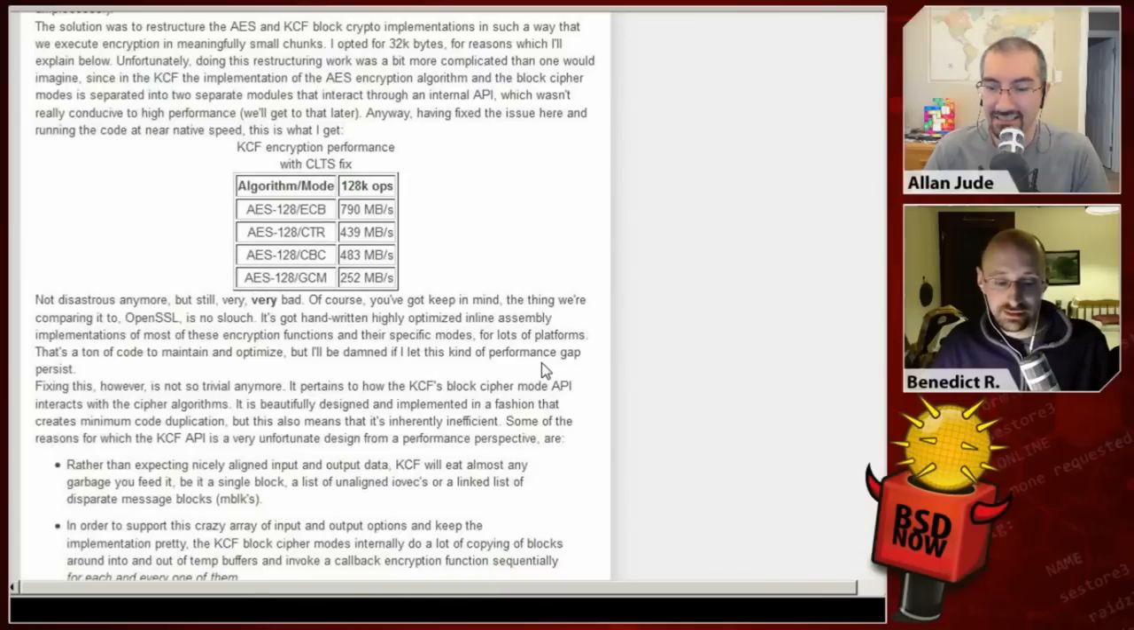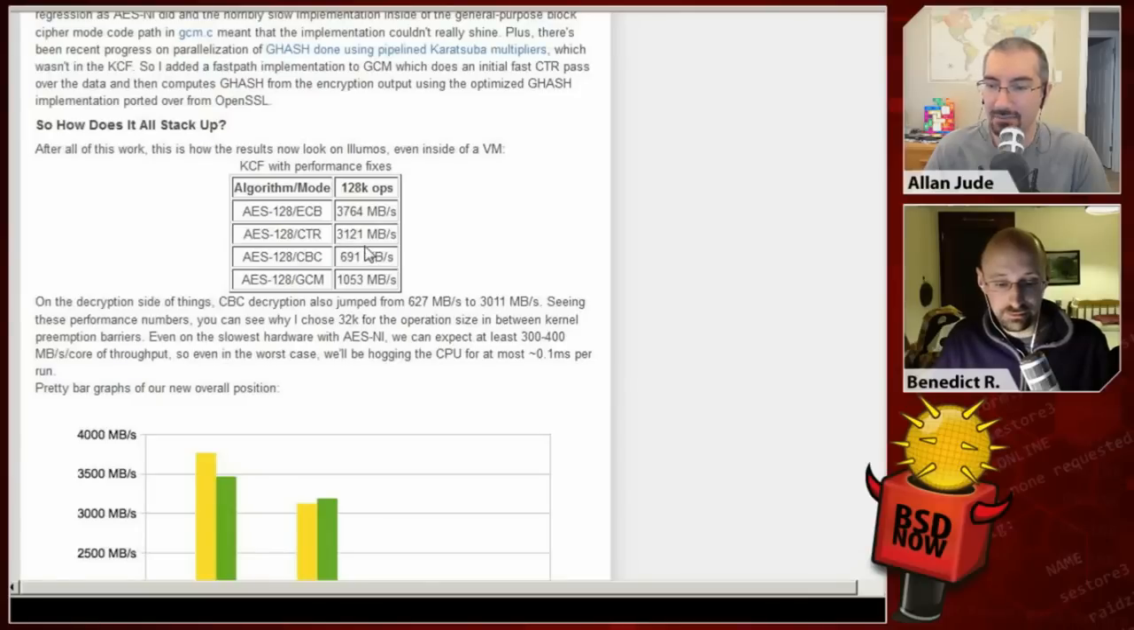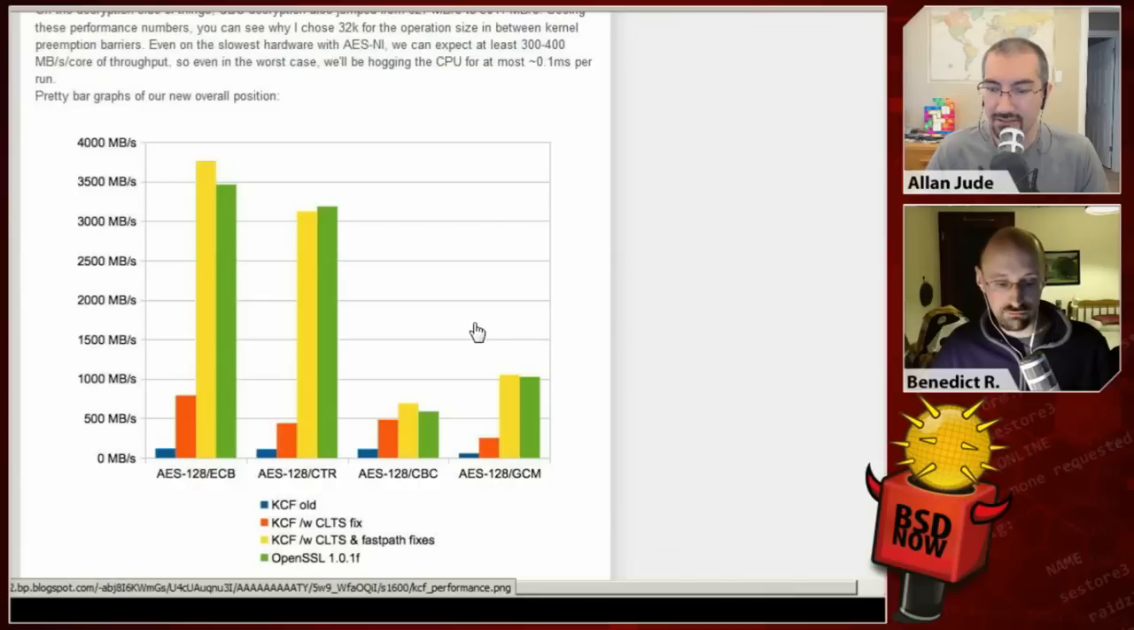At the end of all of that, he now had much better performance. He was now getting 3,100 megabytes per second of counter mode, and a little bit more than 1,000 megabytes per second of GCM mode. So he was getting slightly better performance than what OpenSSL was, or within the margin of error, as you can see from the graph. But for CBC mode, he was actually doing much better. So you can see the graph here.